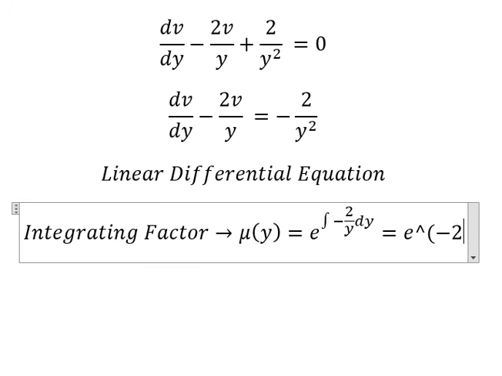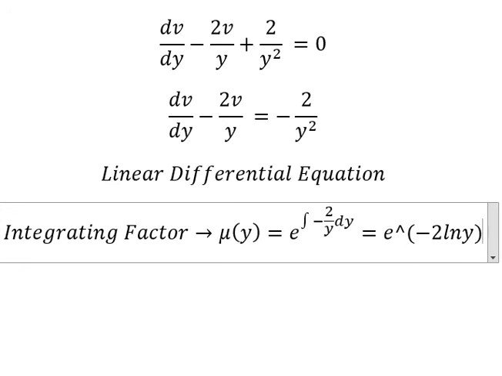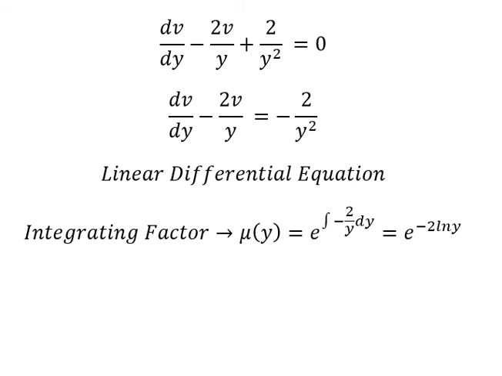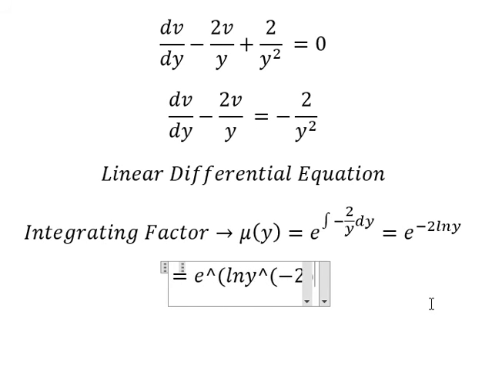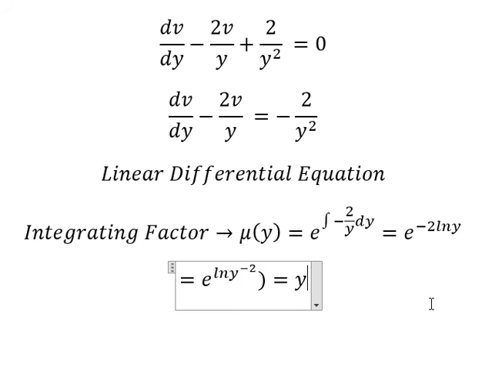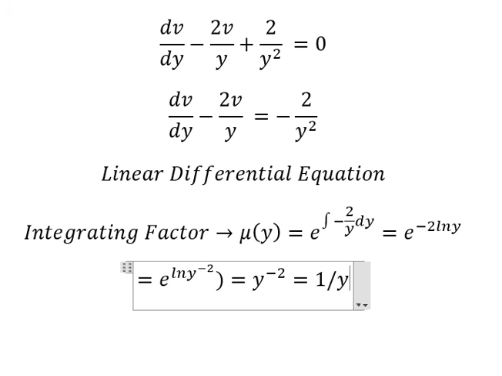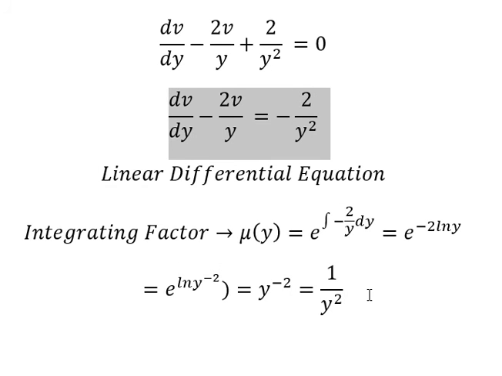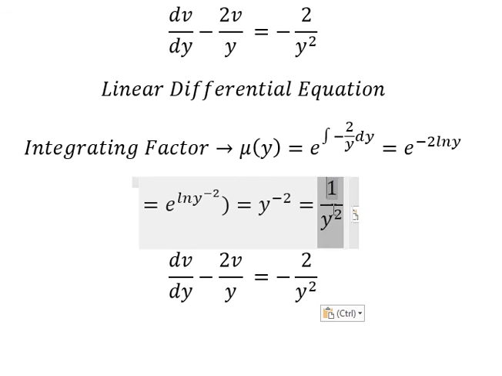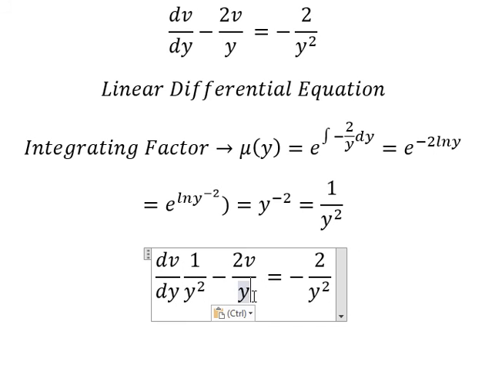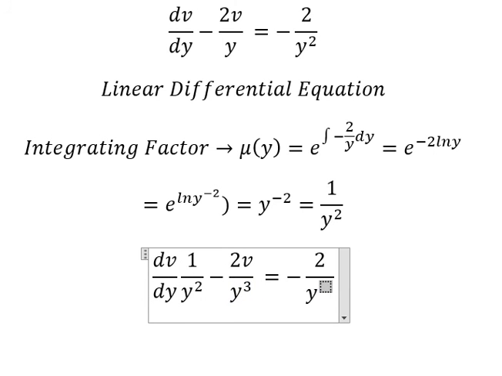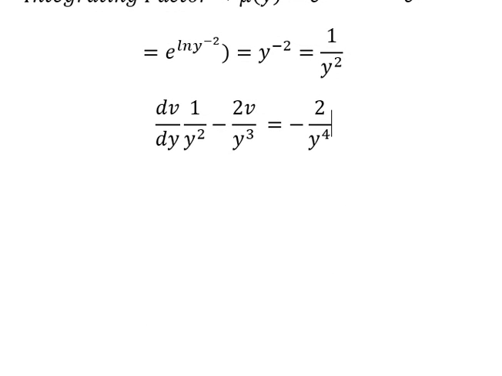And we have negative number 2 dy over y. Next, negative number 2 goes inside the natural log in here. And this one we have y to the power of negative number 2, and we put 1 over y squared. That means we need to multiply both sides by this one. Next, we need to integrate both sides.